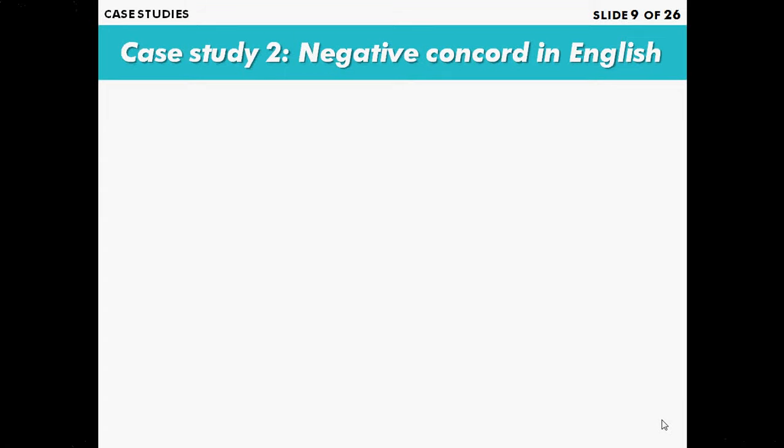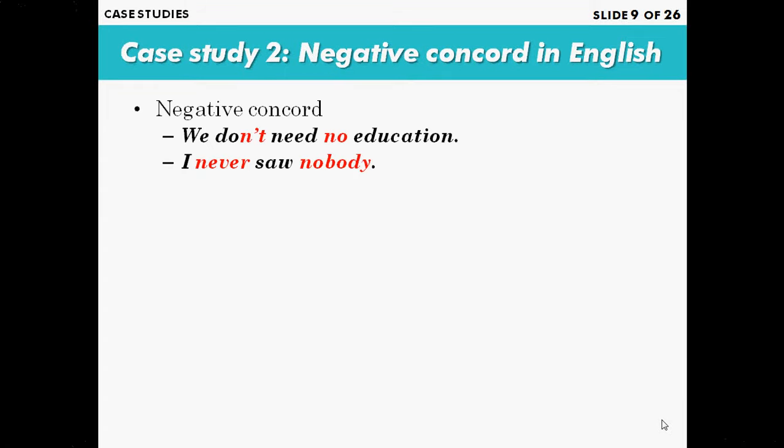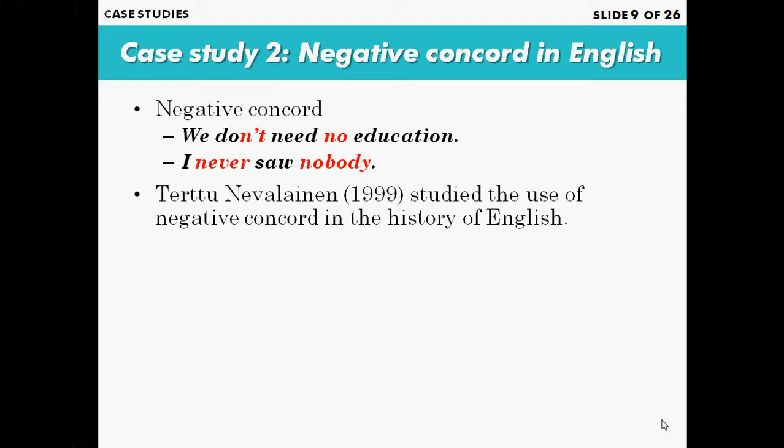Second case study involves negative concord in English. So negative concord, we talked about this in the last lecture. This is saying things like, we don't need no education, or I never saw nobody. This is often called a double negative. So negative concord has existed in English for centuries.